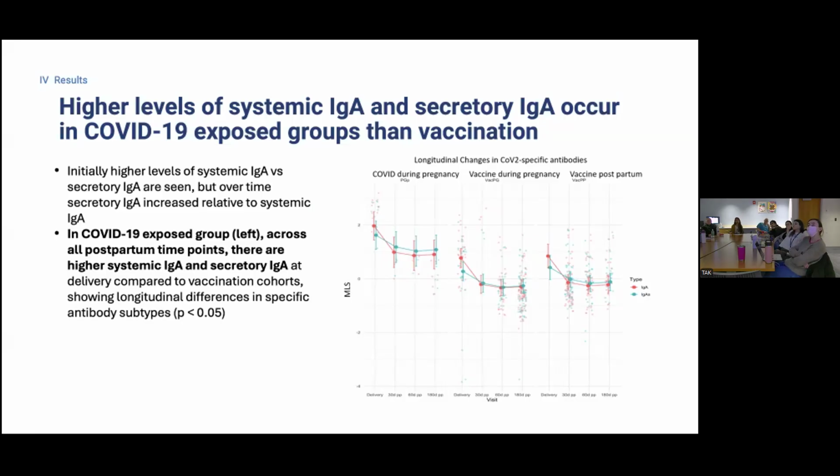And then if you look at this group, this is all of the pregnancies who had COVID. Over all time points, they have higher levels of systemic and secretory IgA compared to the postpartum group, vaccine and postpartum vaccine groups.